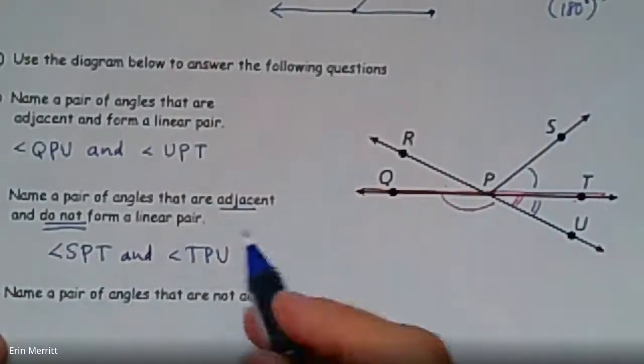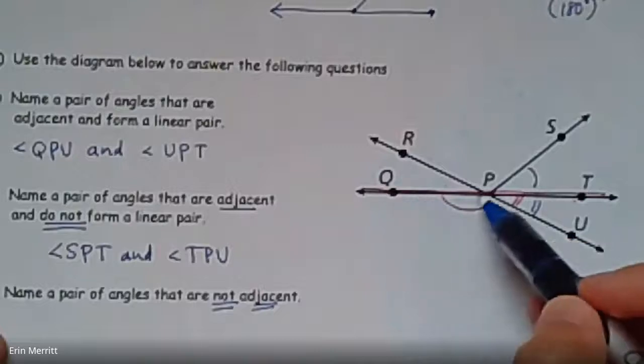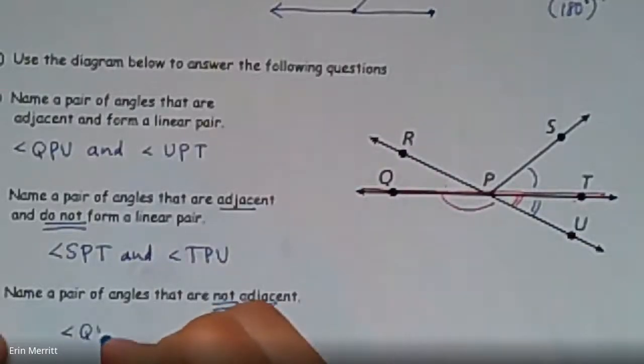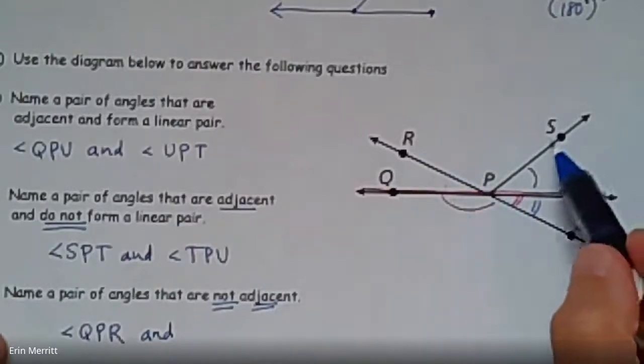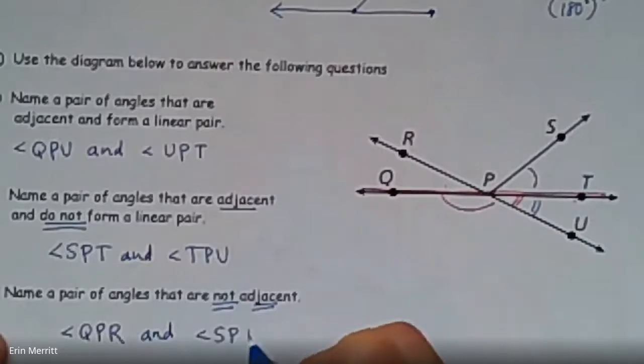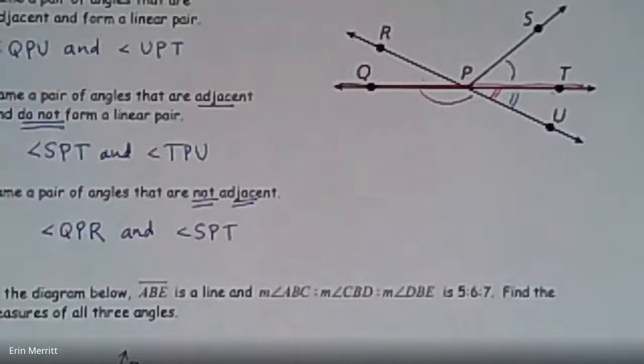And then name a pair of angles that are not adjacent. So they can't share a common side. So I could say like angle QPR, and then anything that doesn't share PR or QP. So maybe SPT, and that would work well. Now, are those the only answers? No way, there's tons. So we'll probably talk a little bit more about that the next time I see you in class. As for 7 and 8, we're gonna hold off on those in the moment.